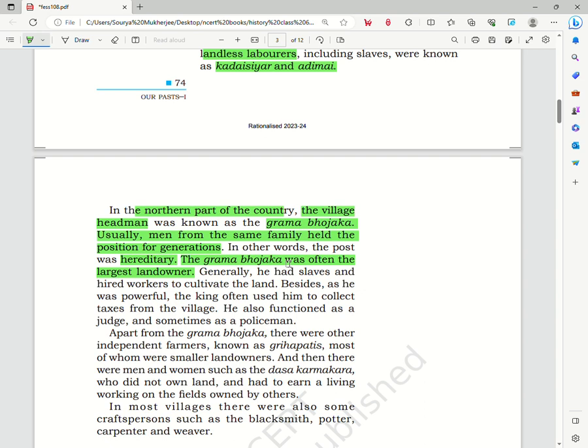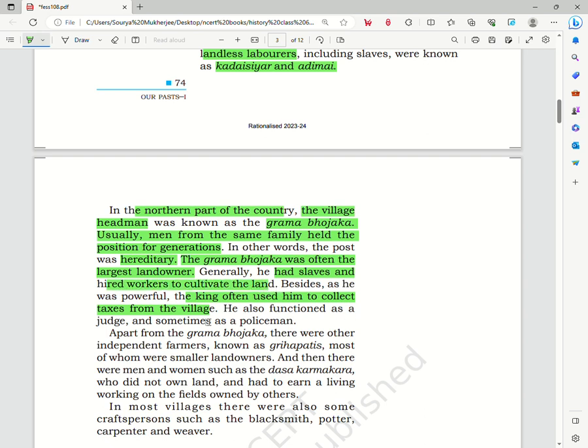And during those times, the land was basically the agricultural land. It was a symbol of power. So the amount of land one owned symbolized the position of that person in society. So the Gram Bhojaka was often the largest landowner. Generally, he had slaves and hired workers to cultivate the land. Besides, as he was powerful, the king often used him to collect taxes from the villages.